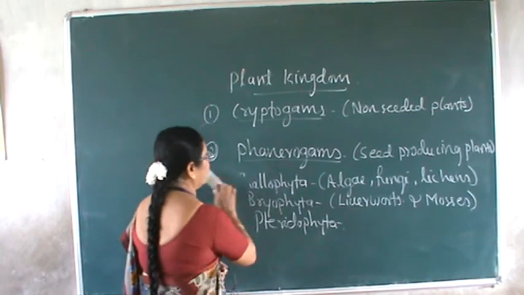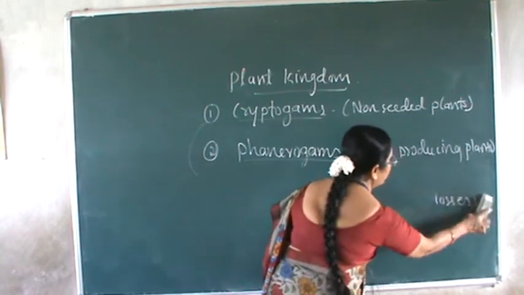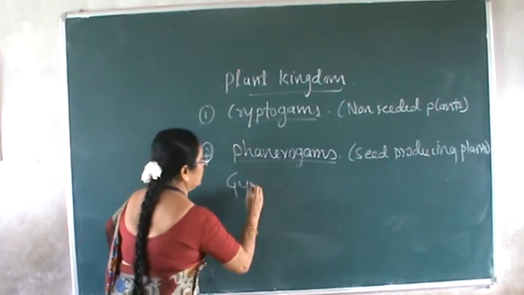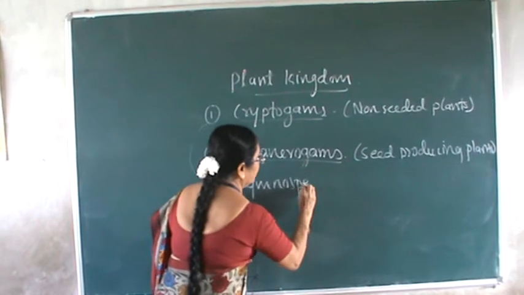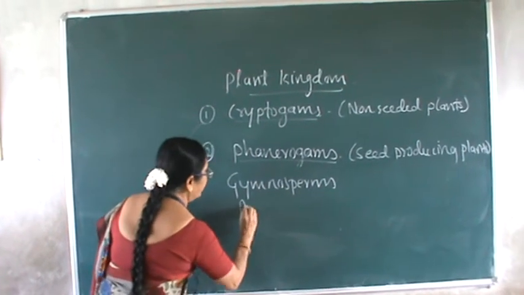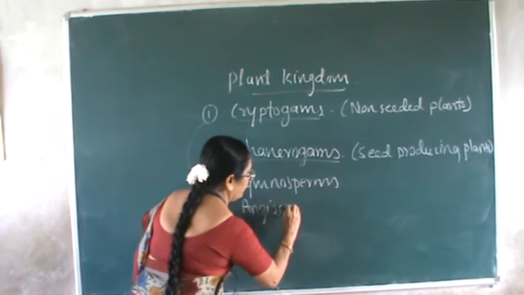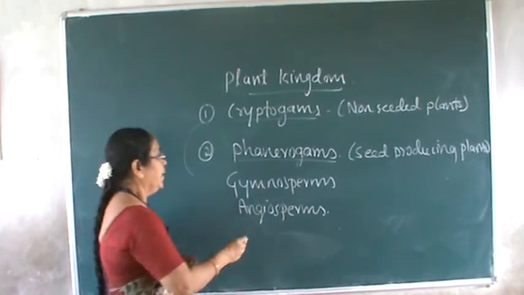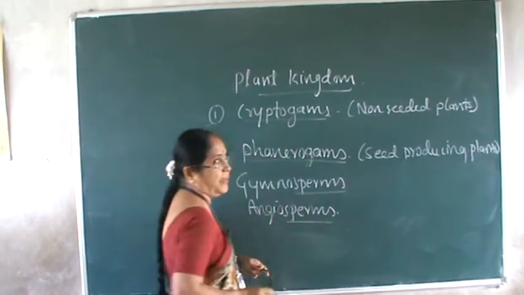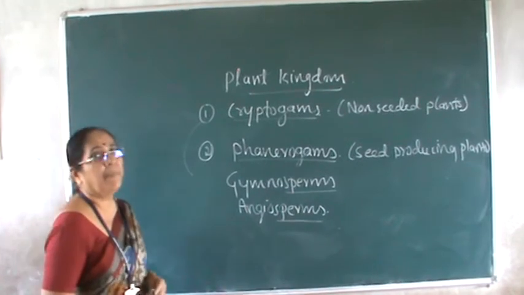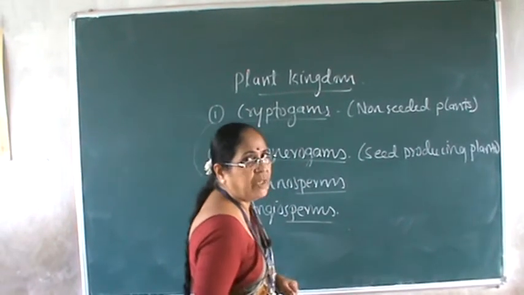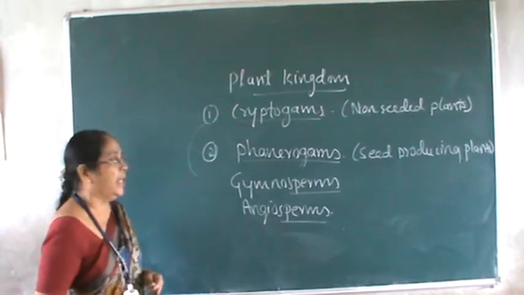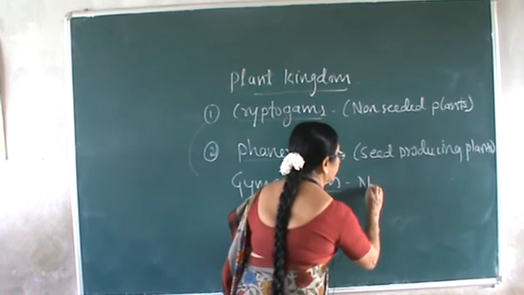The phanerogams are further classified into two divisions: gymnosperms and angiosperms. In both these words you find sperms, which refers to seed. Sperma means seed. The seed producing plants are grouped under phanerogams. The gymnosperms are the naked seeded plants.